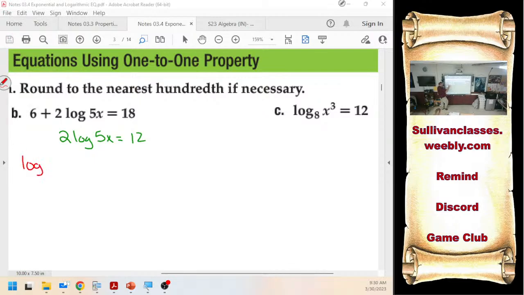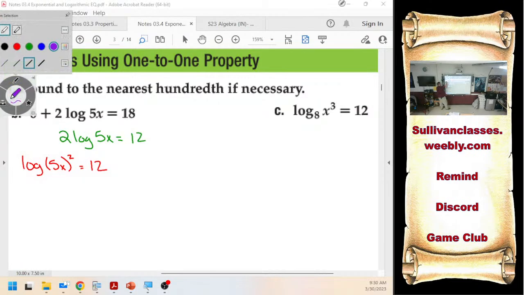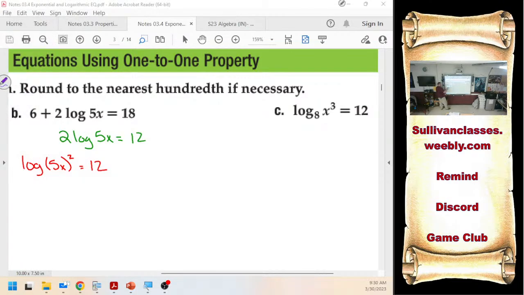If I put that up in exponent land, what does the 2 touch? The 5 and the x. Which gets me, what's the base on this? So 25x squared is 10 to the 12th. That's going to be a really big number, yep.